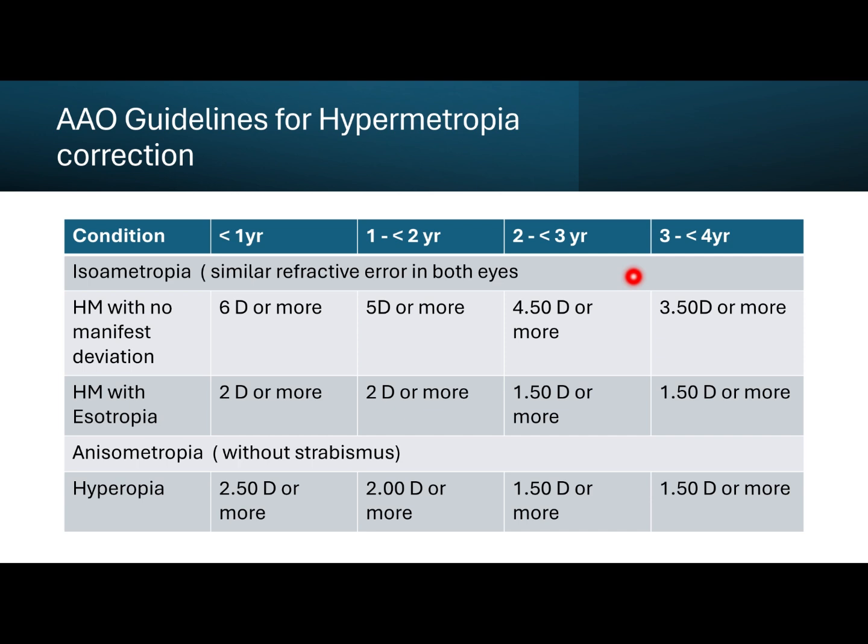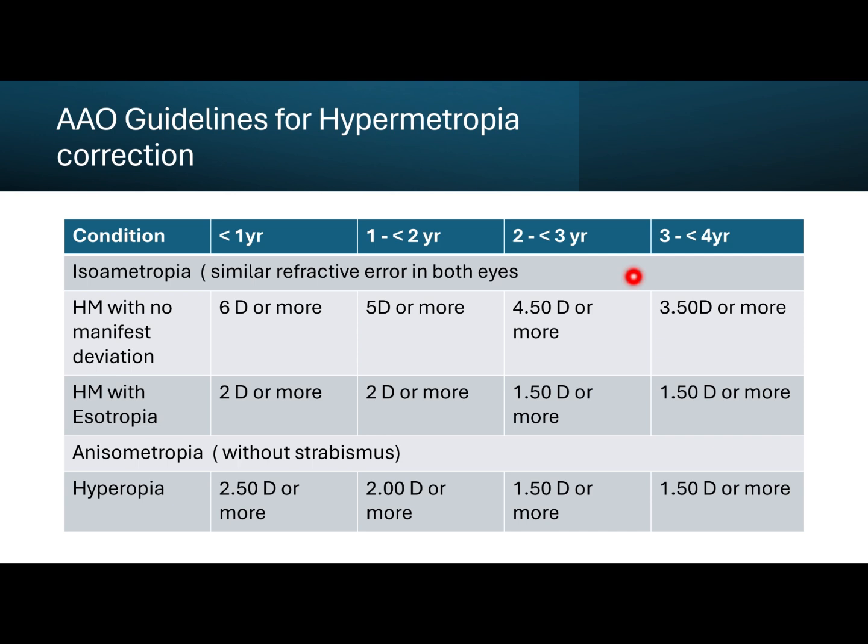When hypermetropia is associated with esotropia, then we don't wait for a high amount of hypermetropia. We start correcting even when the hypermetropia is as low as 2 diopters when the child is less than 1 year of age. 1 to 2 years of age, again 2 diopters or more. 2 to 3 years, 1.5 diopters or more. And 3 to 4 years, 1.5 diopters or more.